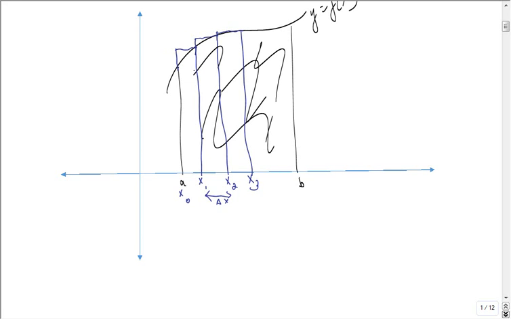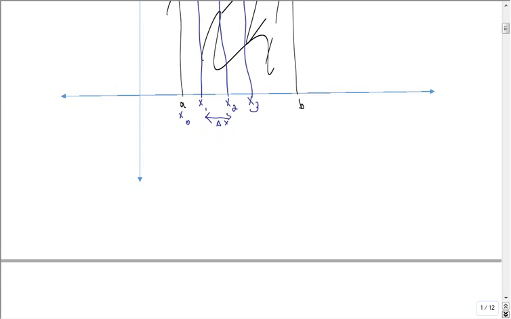That would be an approximate area. But if you want to find the actual area, if you have more intervals, more rectangles, you will get closer and closer to the actual area. And so we need to bring in n approaches infinity. As the number of intervals gets closer and closer to infinity, you get closer to the actual area. And so we come up with the Riemann sum formula.